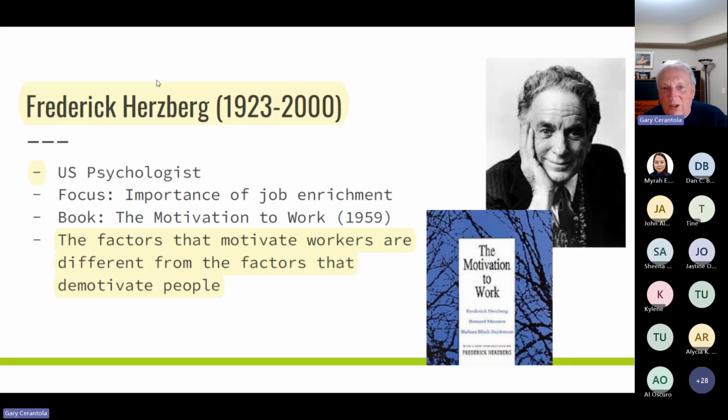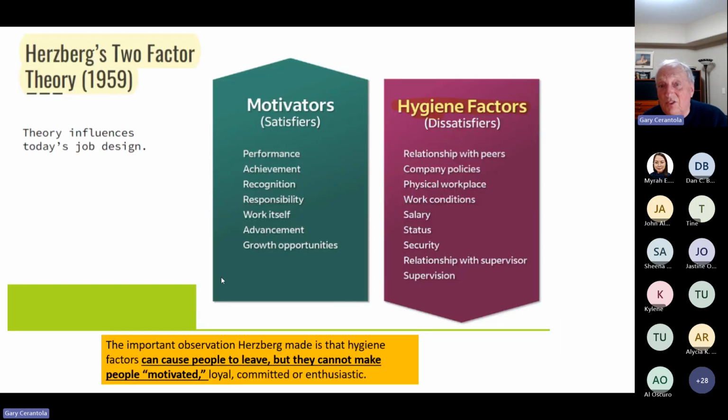So here's one of my heroes again, Frederick Herzberg. Here are the factors that motivate workers that are different from the factors that demotivate. He came up with these two areas, the satisfiers and the dissatisfiers. And when we talk about hygiene factors, if I can talk about gambling, playing poker, you need a certain amount of money to get into a poker game. They call that table stakes. You've got to satisfy that to get into the game, right? That's what hygiene factors are.